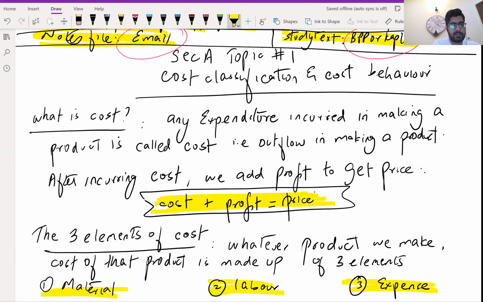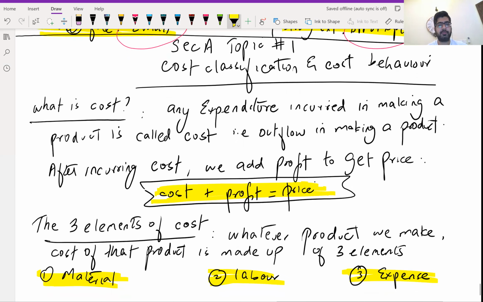Okay, note this, then I will start explaining. We're starting section A, topic number 1, cost classification and cost behavior.